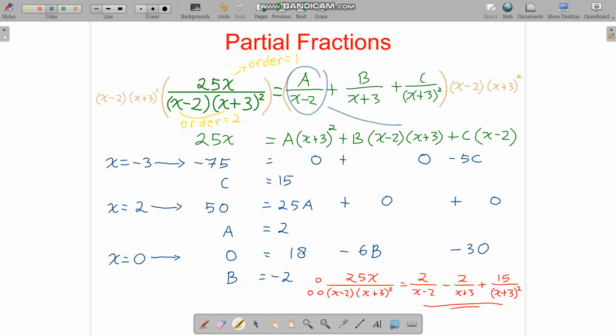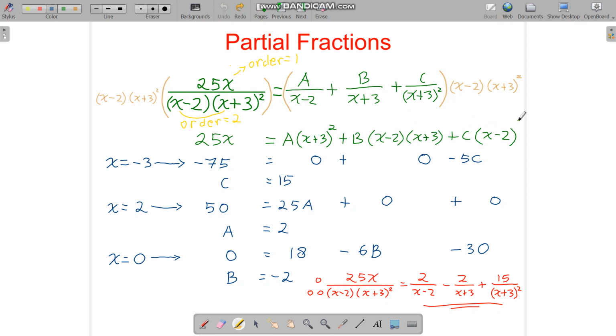And from the first term, multiply, cancel out x minus 2, we have a times x plus 3 all squared. From the second term, cancel out one x plus 3, so we have b times x minus 2 times x plus 3. And for the third one, we multiply again, cancel out x plus 3 all squared, we have only c times x minus 2. So now we can plug in minus 3 so that this is 0 and this is 0. We can plug in 2 so that this is 0, this is 0.